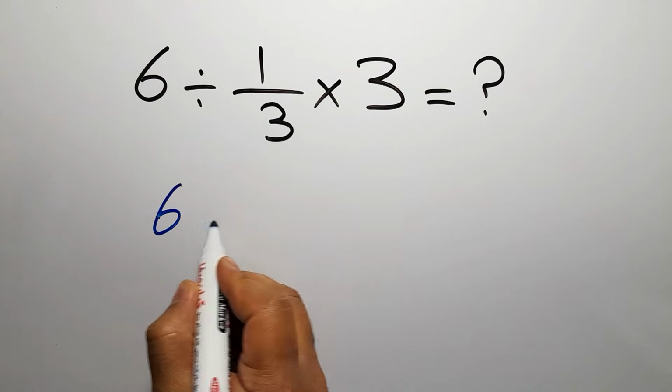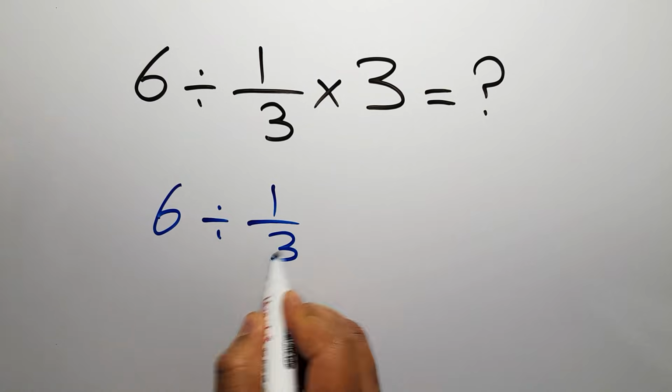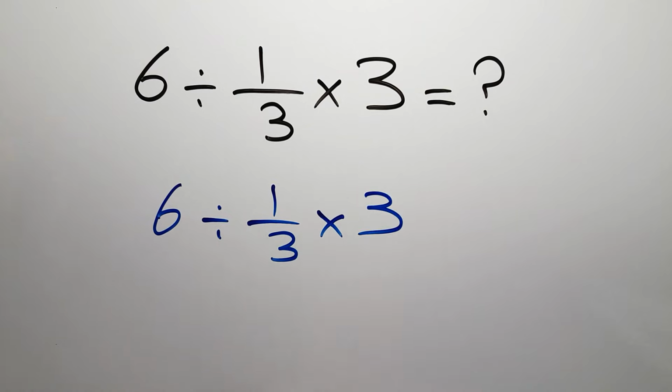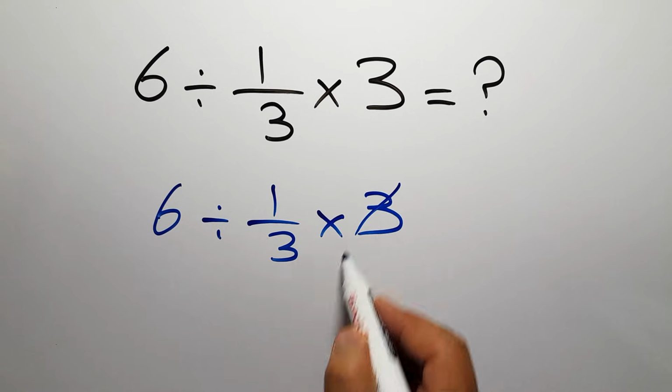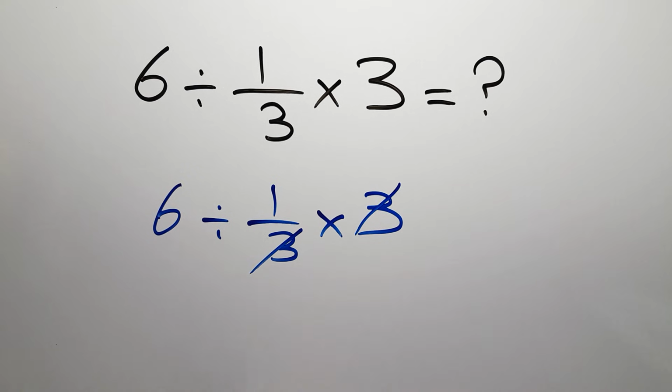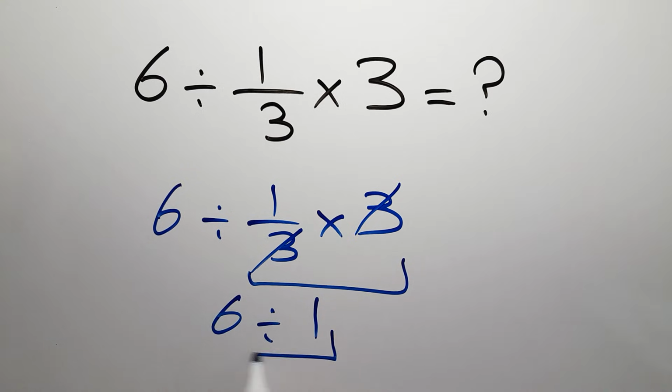6 divided by 1 over 3, then times 3. We can easily cancel this 3 and this 3. So here we have just 1, and 6 divided by 1 gives us just 6.